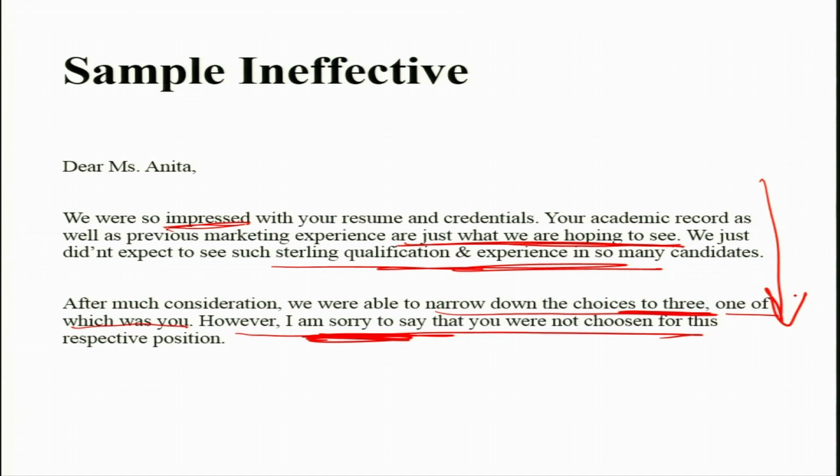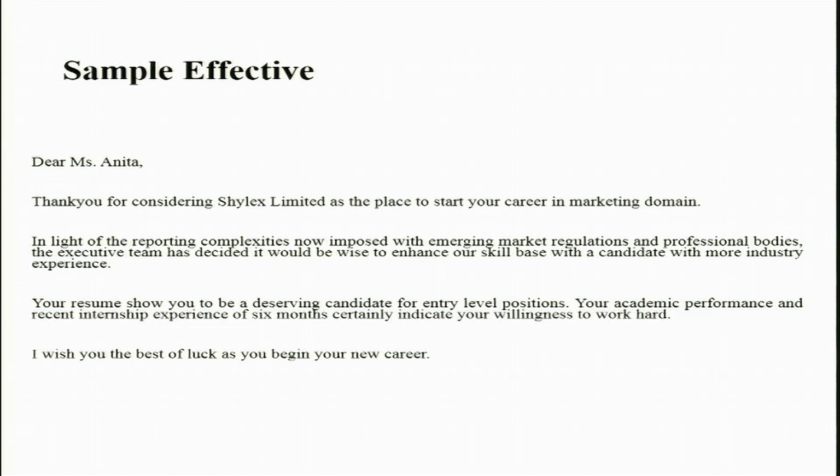The message started with a very positive tone, and up to this line I was not able to make out whether I am selected or not selected. But in the last line, they are telling me, see, I am not being selected for this position. So, this is the ineffective way of conveying a job rejection.